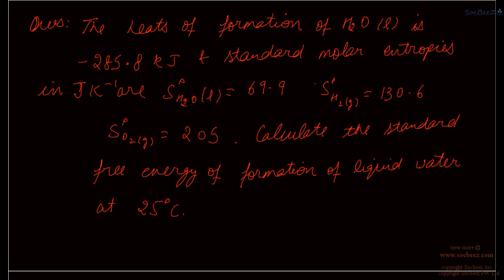So now, let's discuss another question. This is the last question of this video. The question says the heat of formation of H2O in liquid state is minus 285.8 kilojoule, and the standard molar entropies in joule per Kelvin are: S of H2O is 69.9, H2 is 130.6, O2 is 205. Now calculate the standard free energy of formation of liquid water at 25 degrees Celsius.